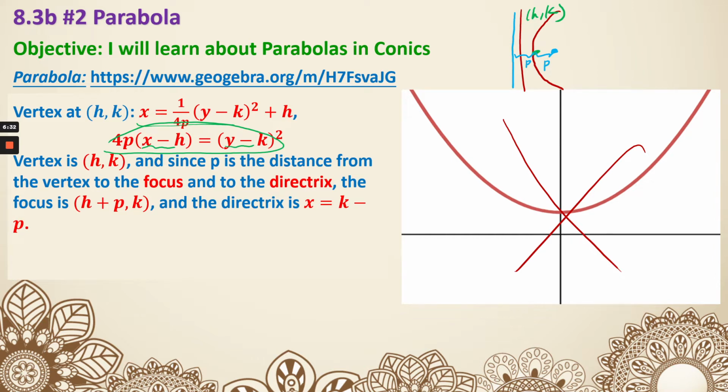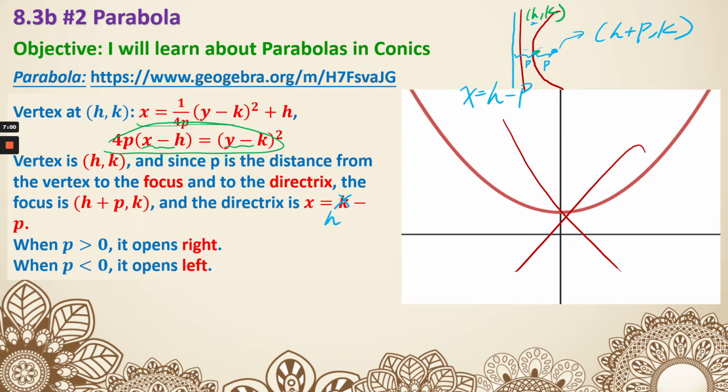Now, if the horizontal coordinate of this point is h, that means this part is h from the y-axis. And if I add on this p, then of course this point will be h plus p, comma k. And again, if that is h, I'm going to the left by p to get to my directrix. Then my directrix would actually be x equals h minus p. There's a typo, it's h minus p.